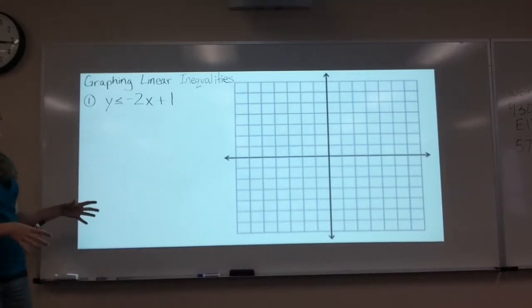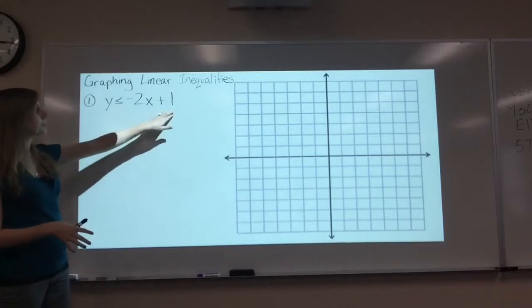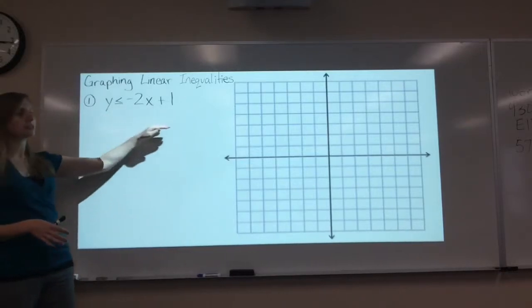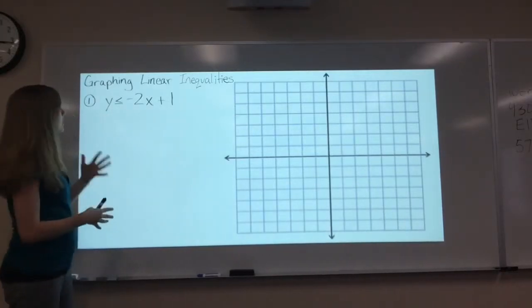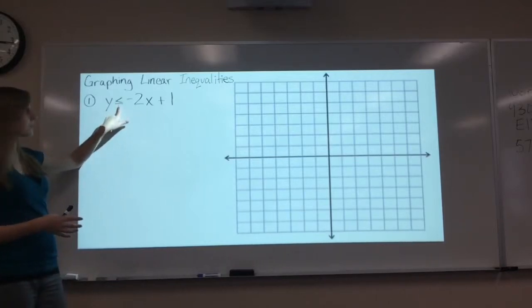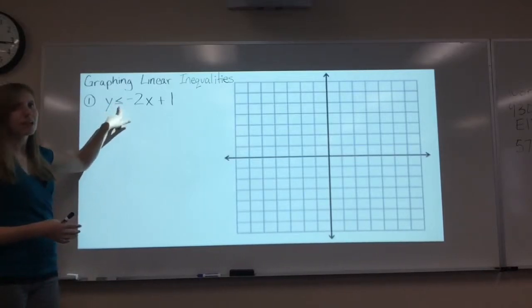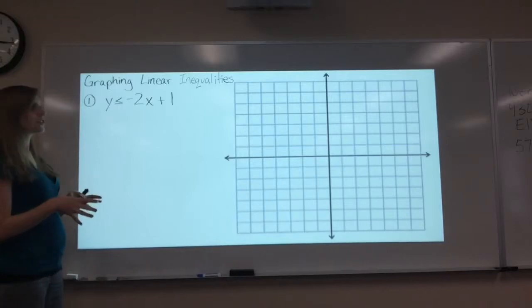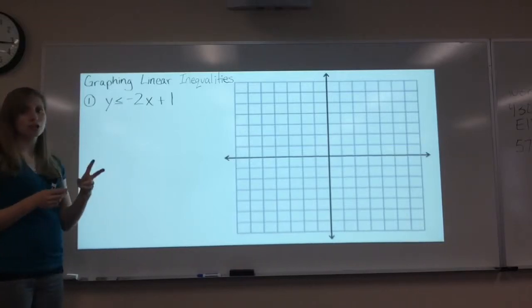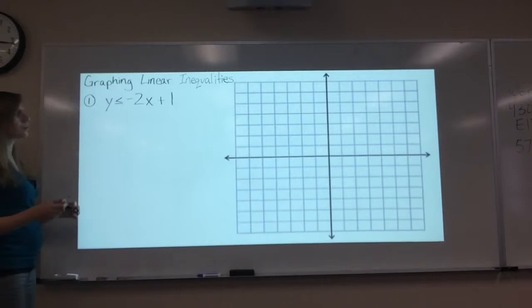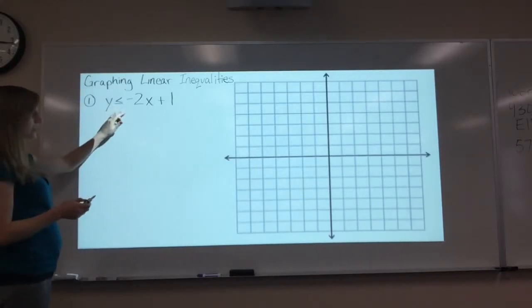Now, graphing linear inequalities. Our first problem, you will notice that this looks very similar to the equations that we graphed. The only difference is our inequality sign. We have a less than or equal to sign. Now, the graphing part is essentially the same. There are two major differences though. We're going to go ahead and talk about those before we actually graph this.